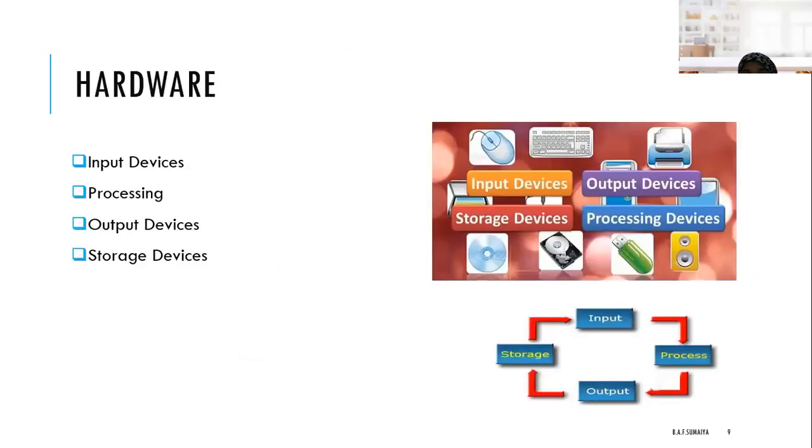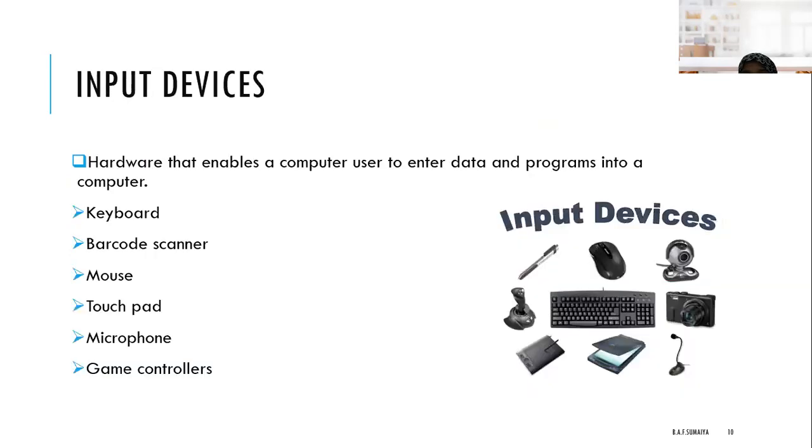Hardware: input devices, processing, output devices, and storage devices. First, input devices. Hardware that enables a computer user to enter data and programs into a computer. Keyboard, barcode scanner, mouse, touchpad, microphone, game controllers, and so on.